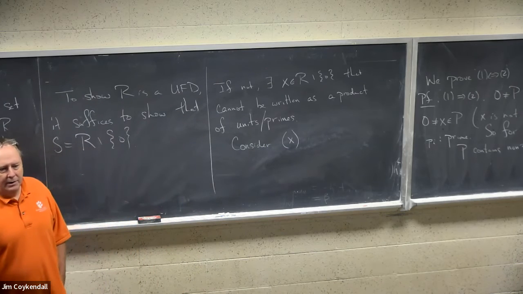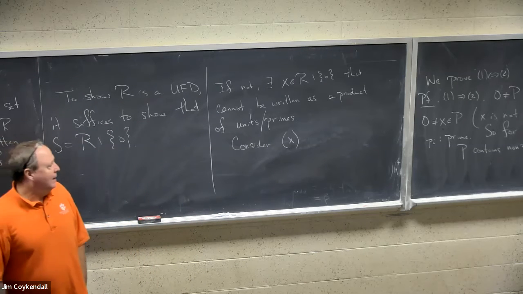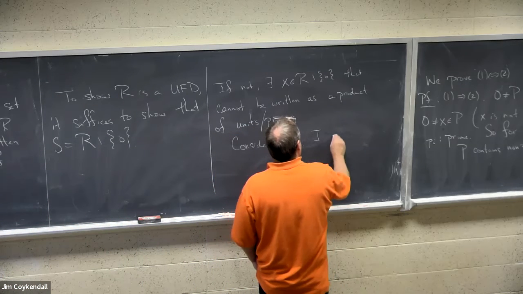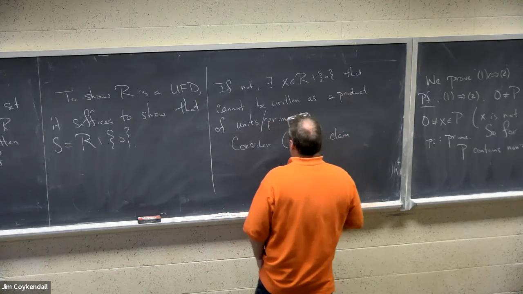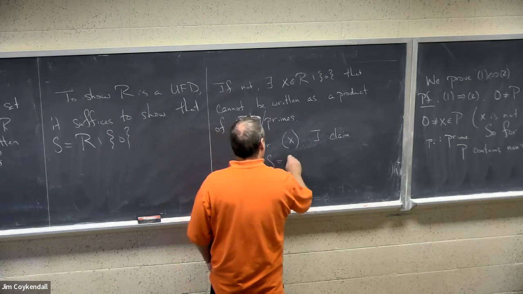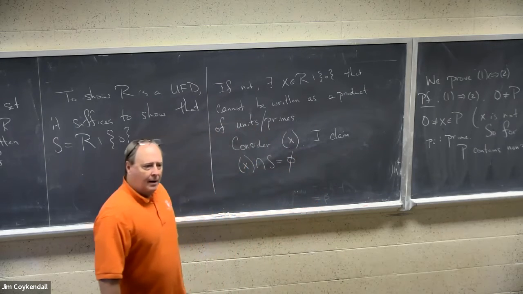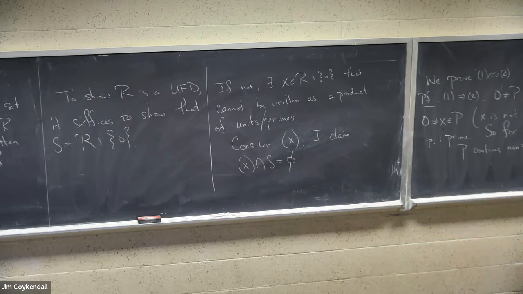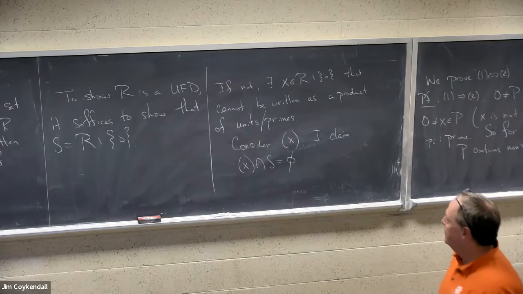Now consider the ideal generated by X. If you can find this rogue X that doesn't live in S, then in fact the ideal generated by X is also missing S. So not only does X miss S, but every multiple of X misses S.